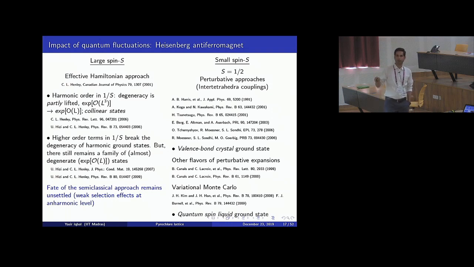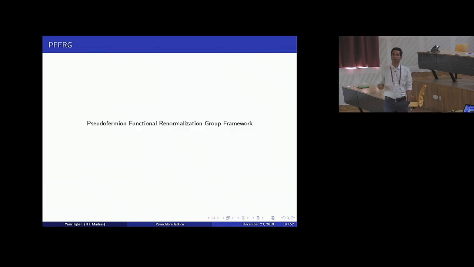One concerns the selection by quantum fluctuations, and the other is the melting of whatever order there possibly could be, and what kind of state it then realizes. So it is in this context that I will introduce the pseudo-fermion functional RG method, which is a new kid on the block, one of the non-perturbative schemes which allows you to capture the effects of quantum fluctuations without assuming a mean-fieldish sort of picture, which I'll explain.